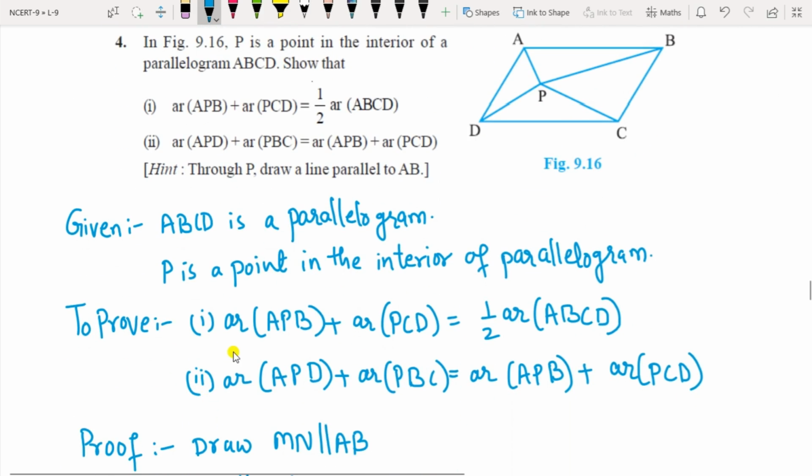Question 4. This is the figure given, and ABCD is a parallelogram and P is in the interior of that parallelogram. You have to join AP, DP, CP and BP here. So you have to prove these given expressions here. Now what we will do, write the given and to prove.